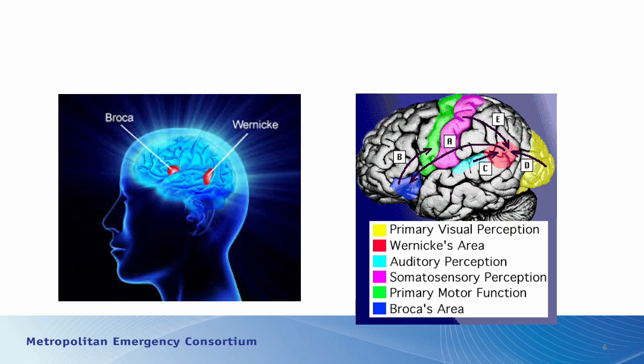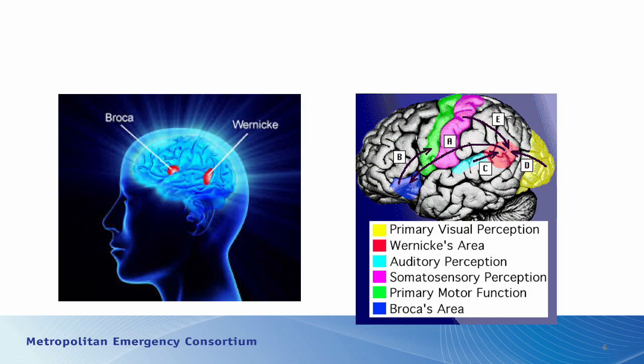And then if you look at the picture on the right, you can see the different areas. The green stripe in the front is the motor area. The pink stripe is the sensation area, so they're right next to each other. And just a little below and anterior to that is the Broca's area for speech.